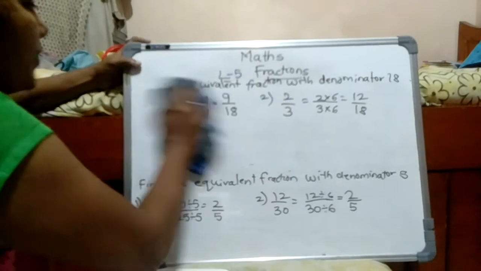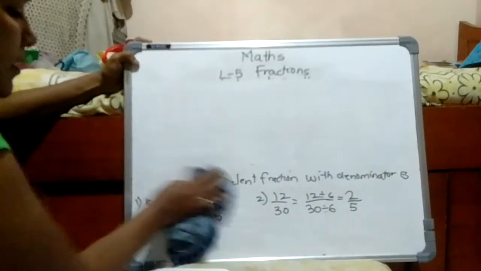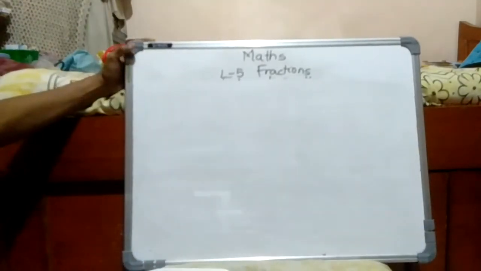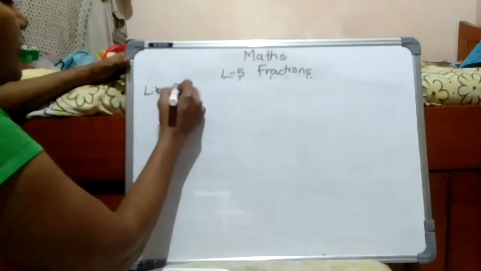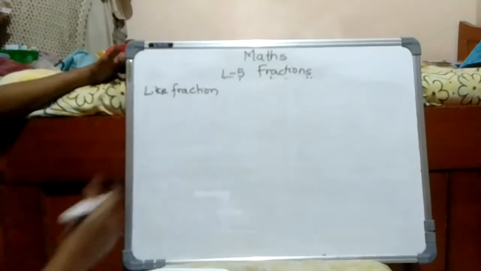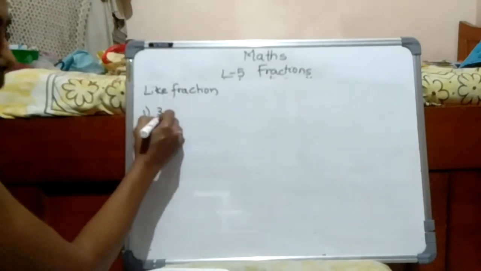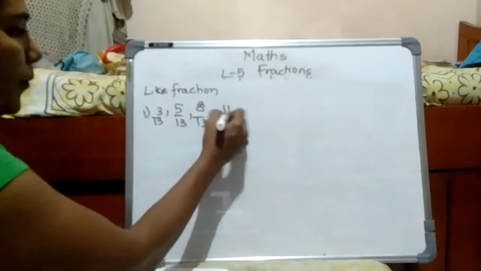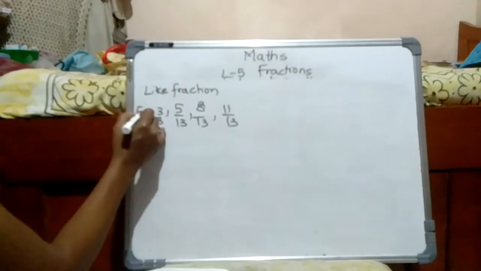Now we will see what are like fractions and unlike fractions. The next subtopic in fractions we will see is like fractions and unlike fractions. First we will understand what is like fractions. All the fractions having the same denominator are known as like fractions. Example 3 upon 13, 5 upon 13, 8 upon 13, 11 upon 13. These are the like fractions.